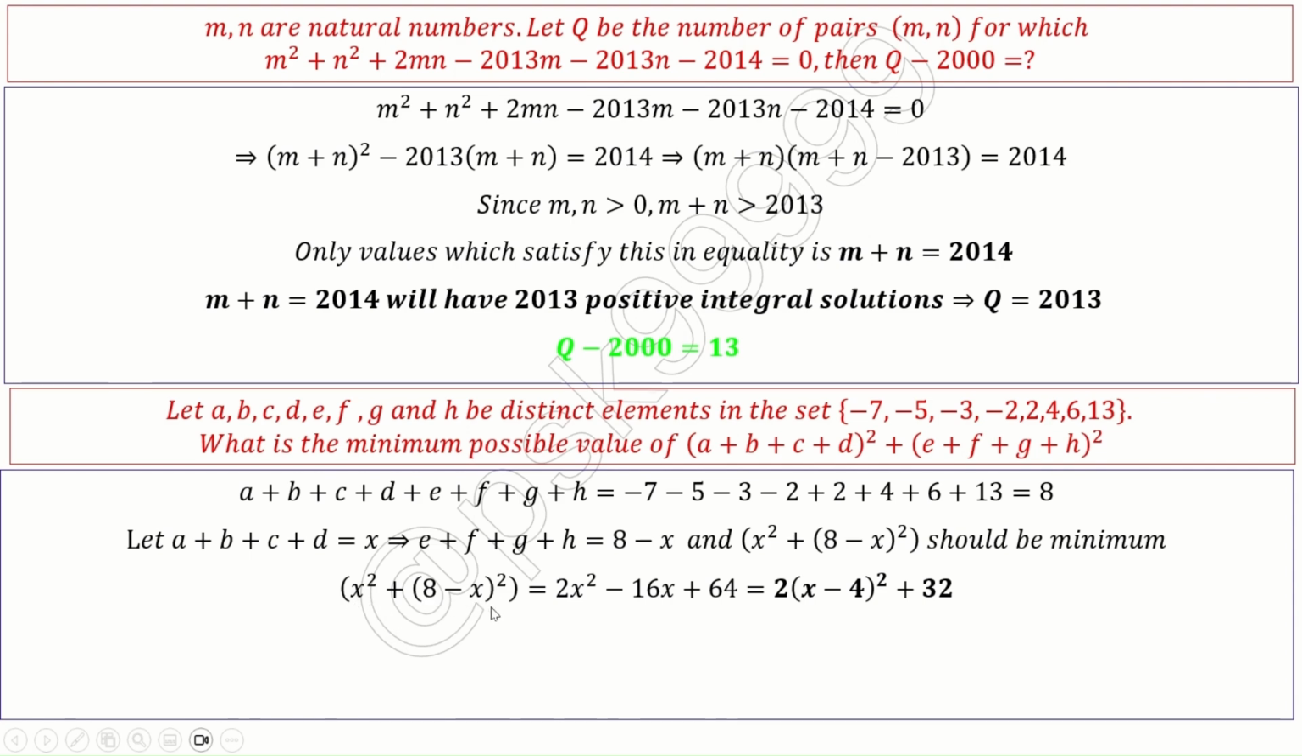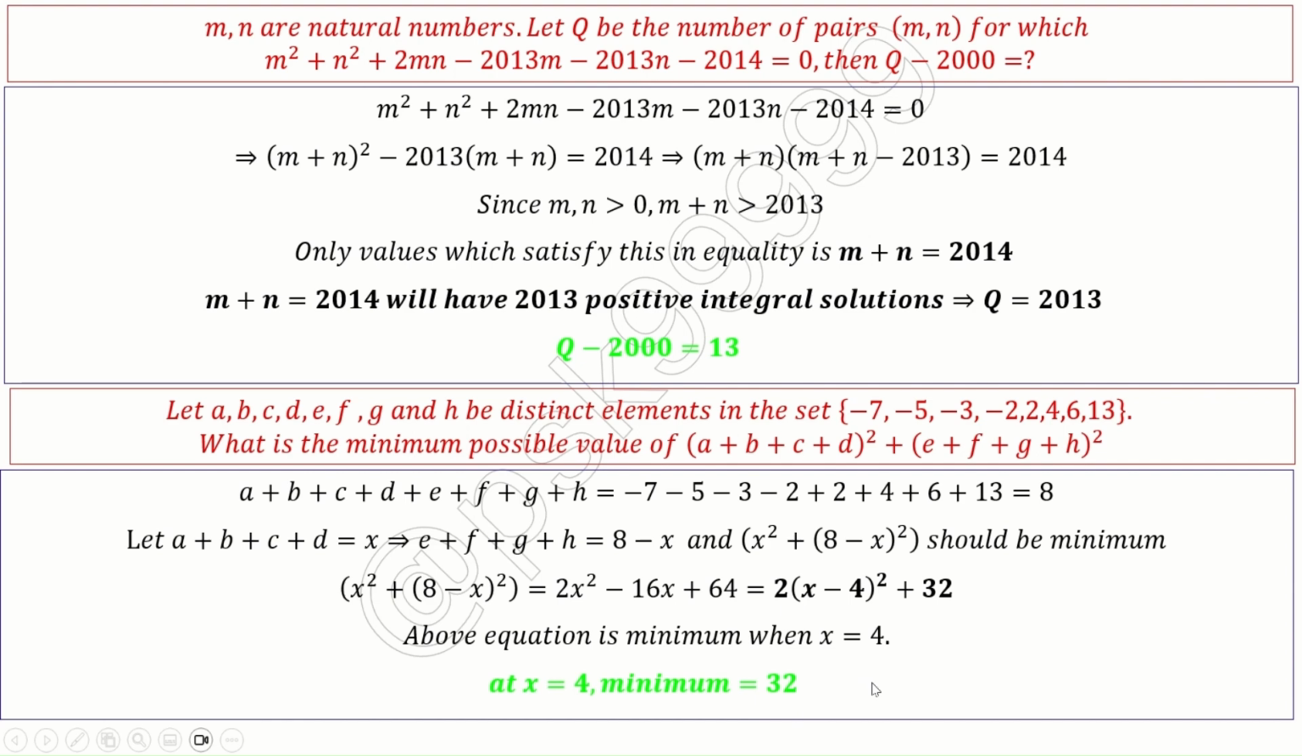x square plus (8 minus x) whole square equals 2x square minus 16x plus 64, which I can write as 2 times (x minus 4) whole square plus 32. Now this expression will be minimum only if this square term is 0, correct? Any other value, it is more than that. When x minus 4 is equal to 0, only then you get the minimum value of this expression. That means x is equal to 4, and the minimum value is 32.